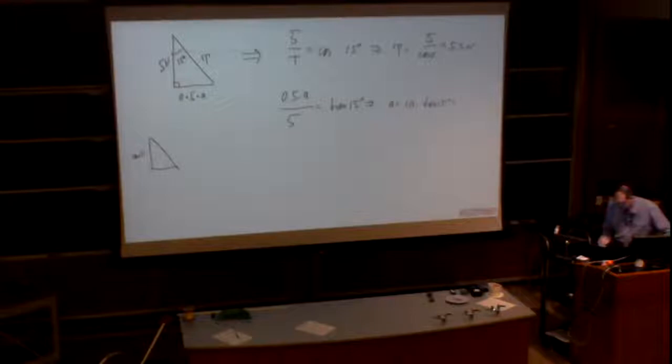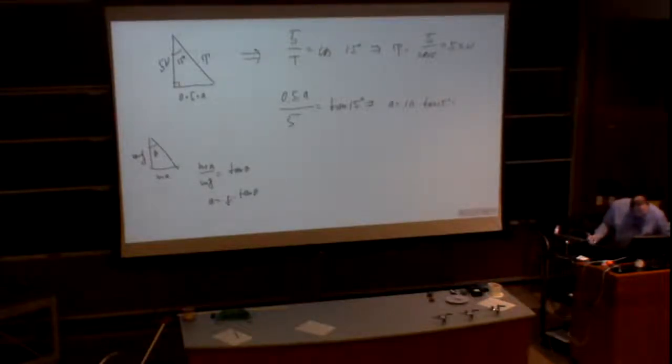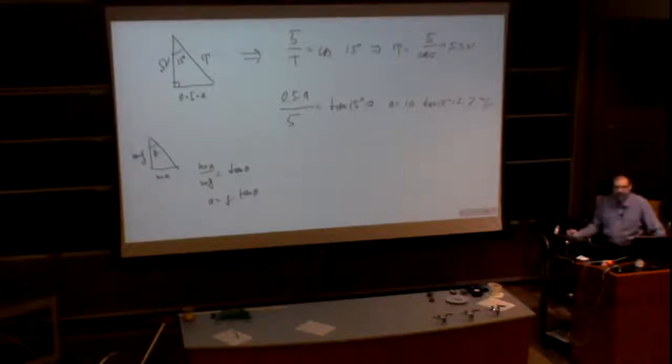We wouldn't need using numbers because we could do geometry: MA over MG should be equal to tangent of theta. So we can cancel masses, and a will be equal to g times tangent theta. Well, 10 times tangent of 15, 0.268, 2.7 meters per second squared.